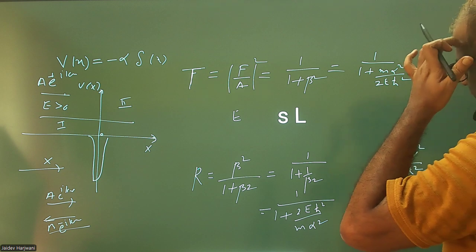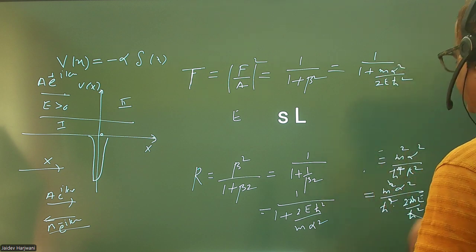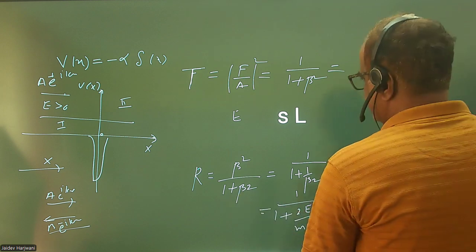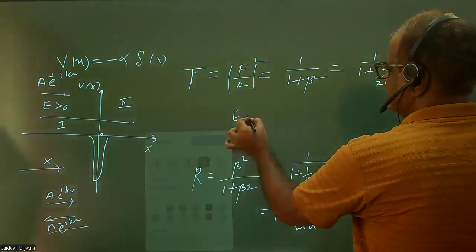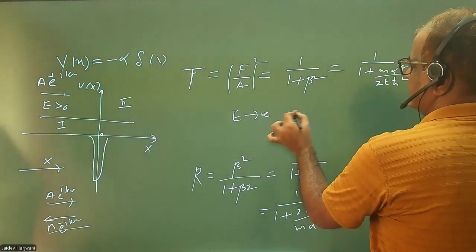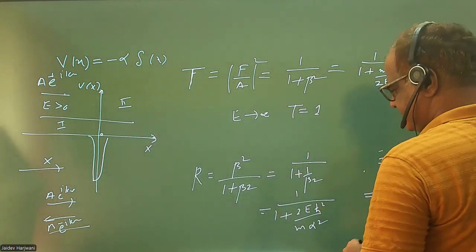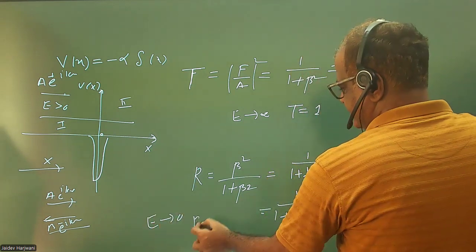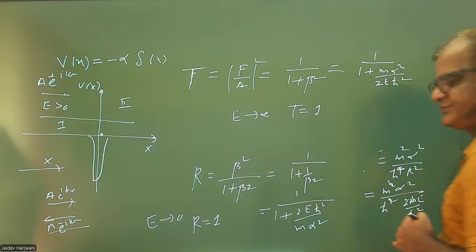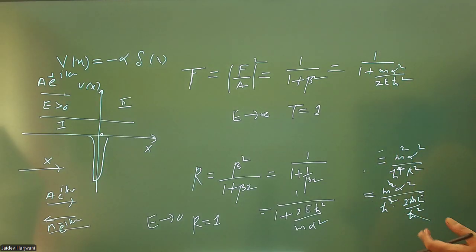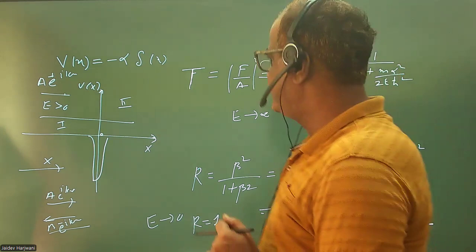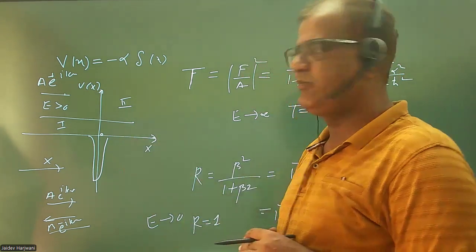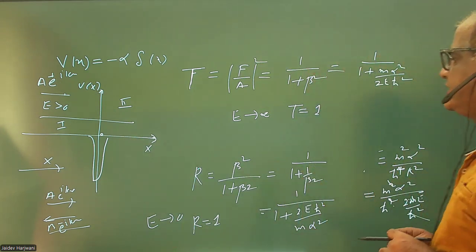And here it is opposite. If E tends to infinity, the transmission coefficient becomes 1, and if E tends to 0, reflection becomes 1. So these are the expressions for the transmission and reflection coefficients at the infinite potential well, E greater than 0.